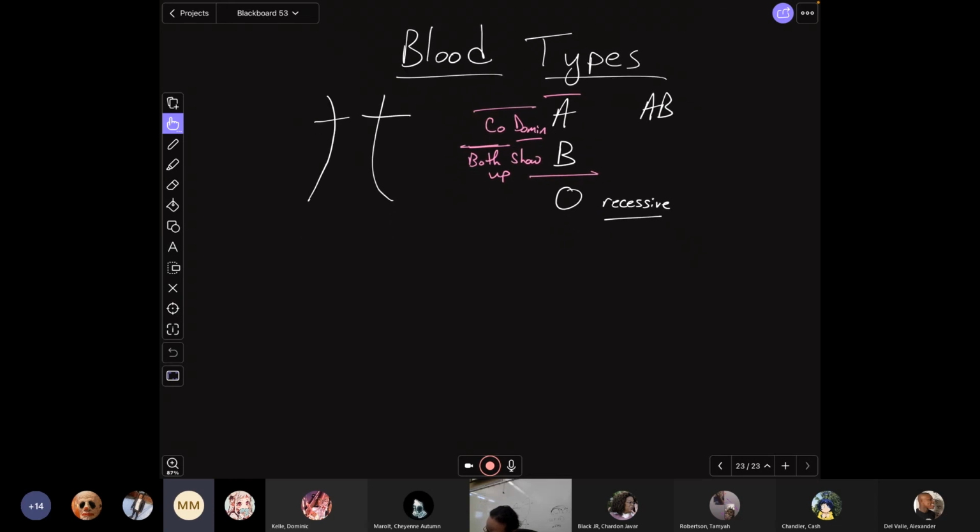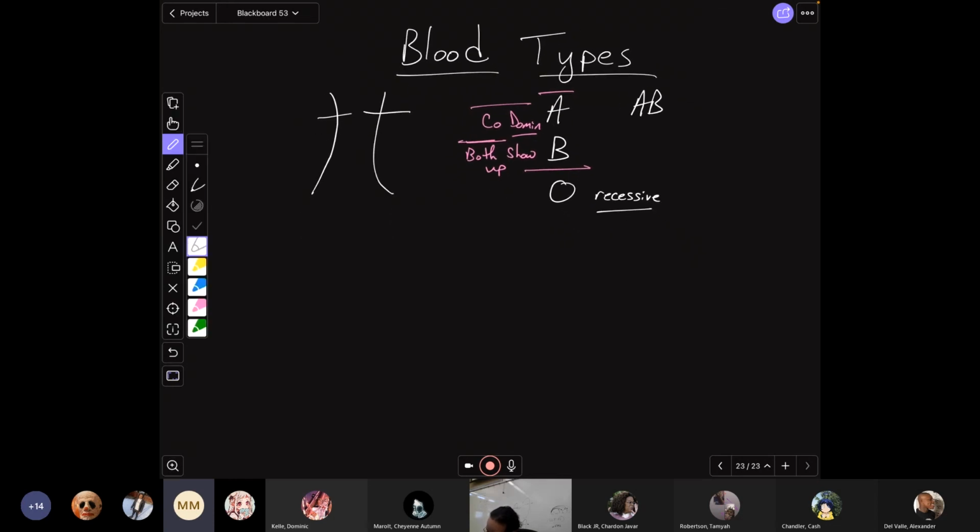All right. So what we're talking about is you could have somebody with A, and here's what we do. We say IO. All right. So in fact, what we do is we say IA and little i for O. So this is someone who has a broken gene. By the way, O means there's no cell surface protein.